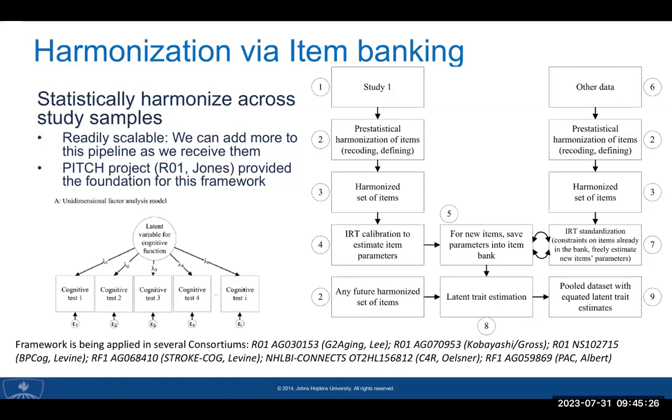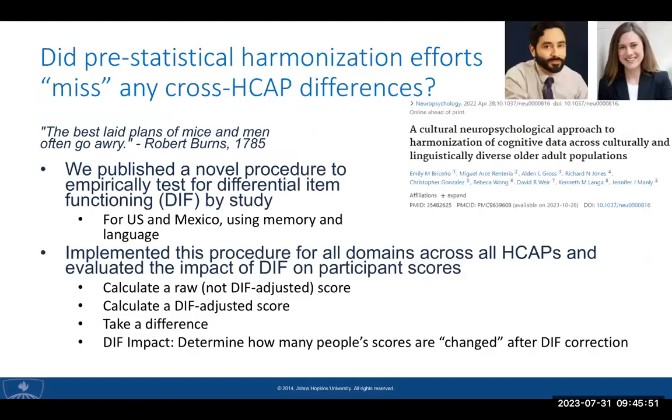At the end of the day, we can take any further records in the data set. We can run them through our item bank. And as long as all of the indicators have parameters in our item bank, we can estimate latent traits and come up with a pooled data set that has equated latent trait estimates for cognitive functioning. And these are the factor scores that we can use that represent general and domain specific cognitive performance.